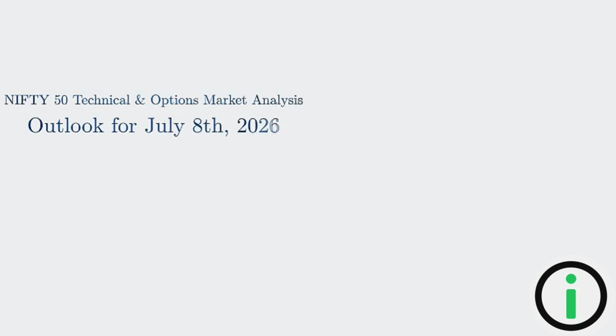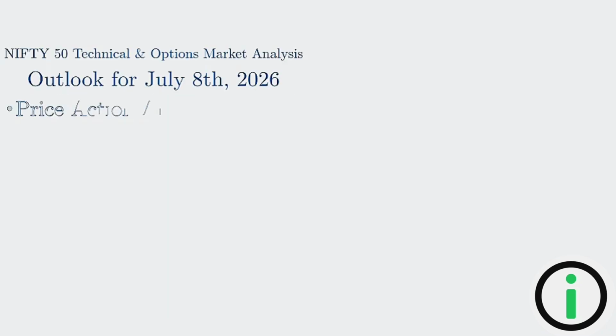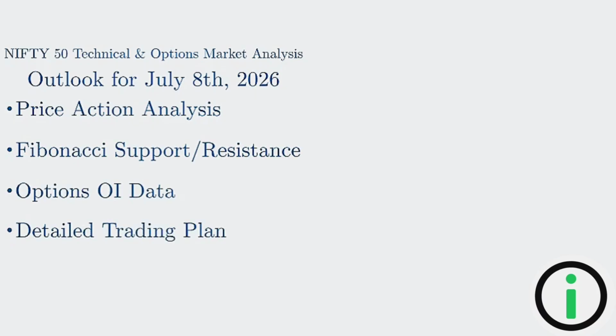Today, we are analyzing the Nifty 50 following the July 7th weekly expiry. Our goal is to evaluate the current market structure using price action, Fibonacci levels, and options data to formulate a trading plan for the upcoming session.